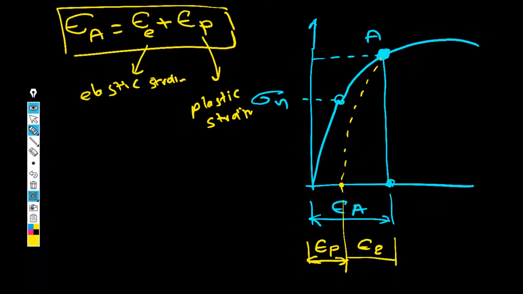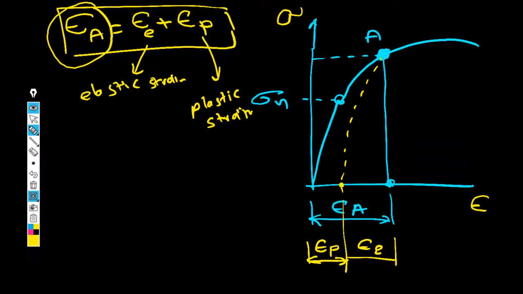So the value you get from the x-axis of the stress-strain diagram is called total strain. It has two values, epsilon elastic and epsilon plastic. Total strain is very simple to get from the graph. Just draw a vertical line, and you will get the value of the total strain.